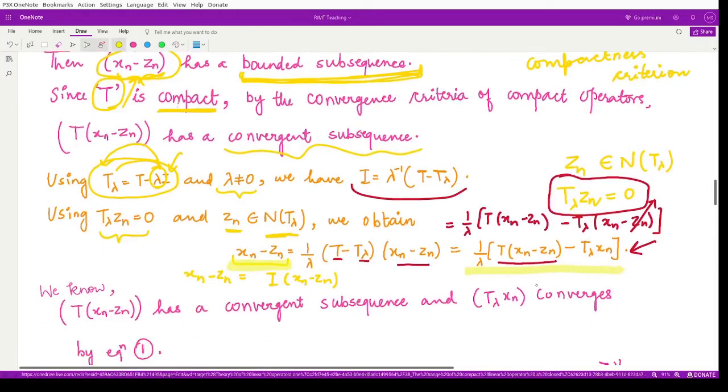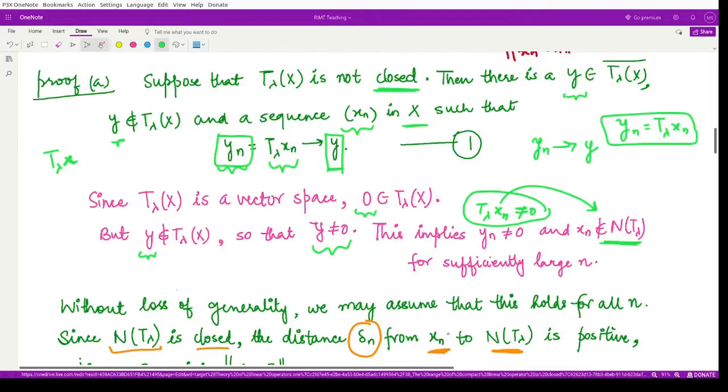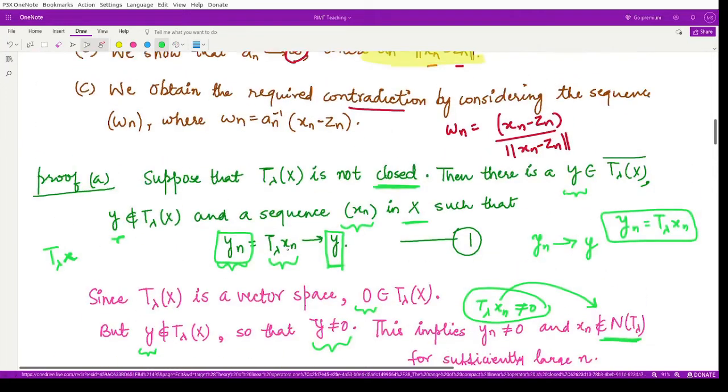Okay. Now from the result here, we have a result that T of xn minus Zn has a convergent subsequence. So using this result, it would have a convergent subsequence, and T lambda of xn converges using equation 1. So let's go back to our equation 1, T lambda of xn, which was nothing but yn. We have proved here that yn converges to y. So obviously T lambda xn would also converge to y.